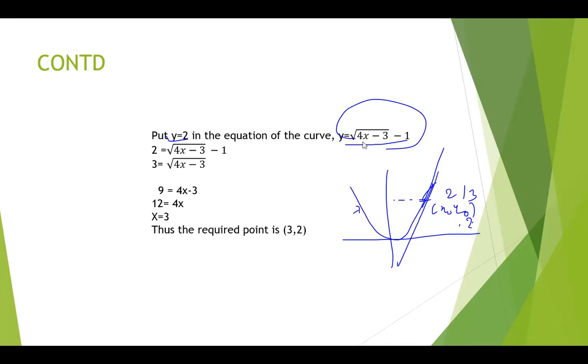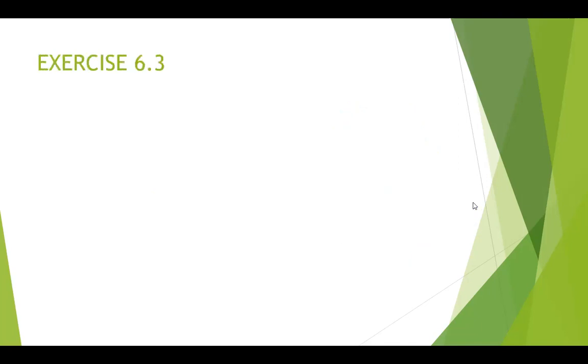So 4 into, here I put 2. So 2 into root of 4x minus 3 minus 1, when I take this side, 3 is equal to root of 4x minus 3. Hence, taking square on both sides, 9 is 4x minus 3. So x is 3. Thus the point at which the tangent is drawn is 3 comma 2. The tangent drawn at this point has its slope 2 by 3. This is the meaning of the given curve.